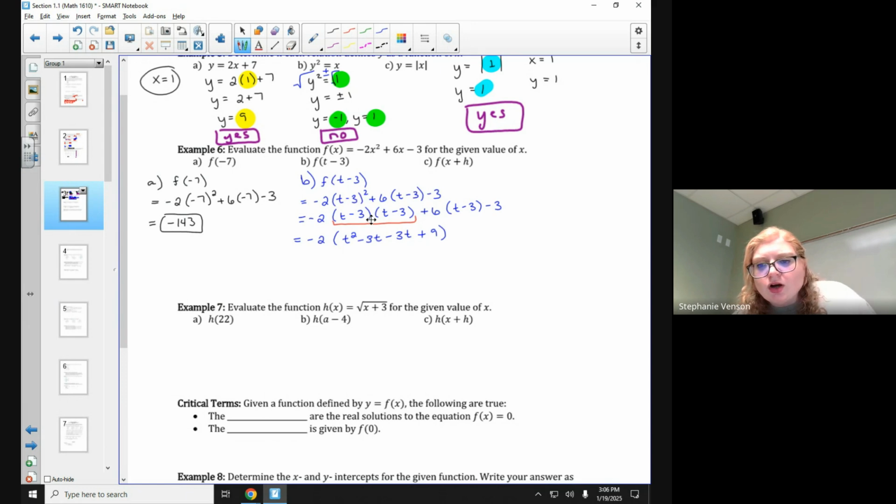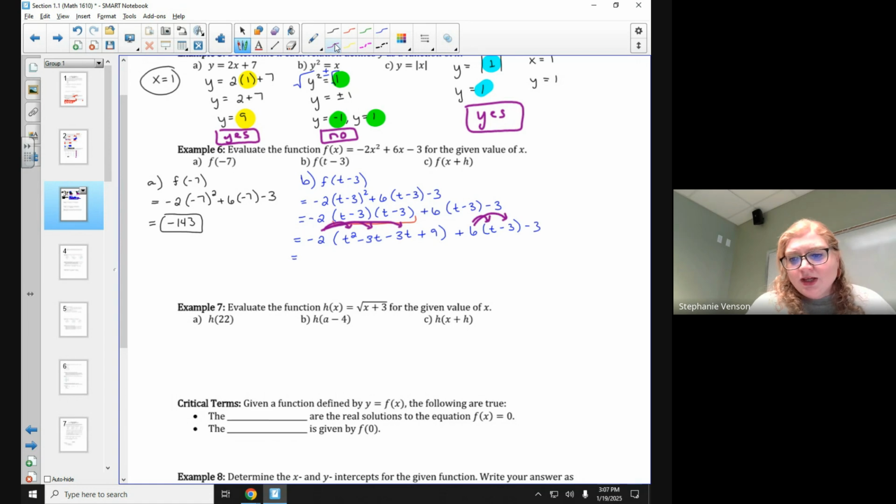So what I've done so far is take this negative 2 and carry it down, and then I FOIL this out into this. I still need to bring the rest of this down. So we have plus 6 times t minus 3 minus 3. So now what I need to do is take this negative 2 and distribute it to its set of parentheses, and simultaneously take this 6 and distribute it to its set of parentheses, and then I'll just carry down the minus 3 on the end.